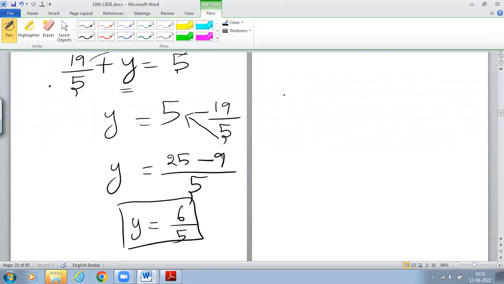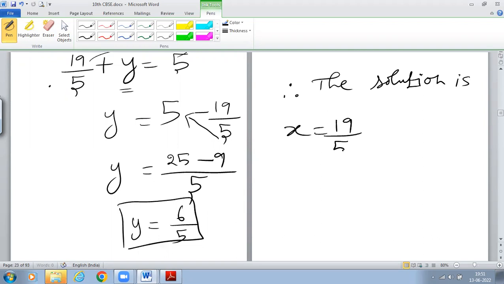Therefore, this is the solution of the given pair of linear equations. The solution is x is equal to 19 by 5 and y is equal to 6 by 5. This is the solution now. Please write, complete this.